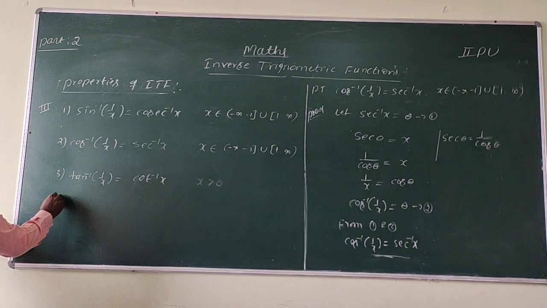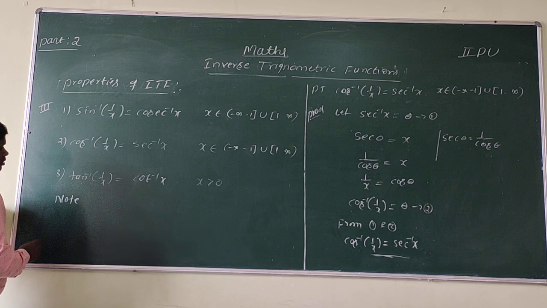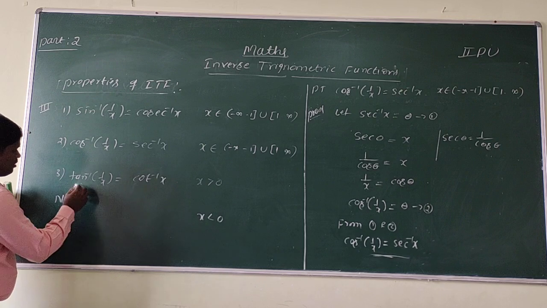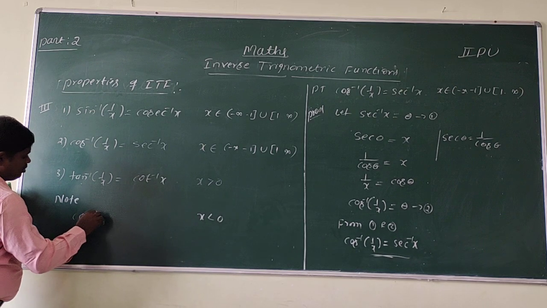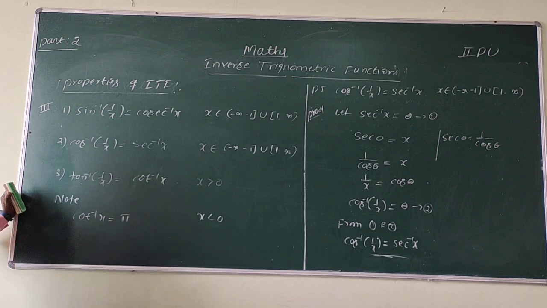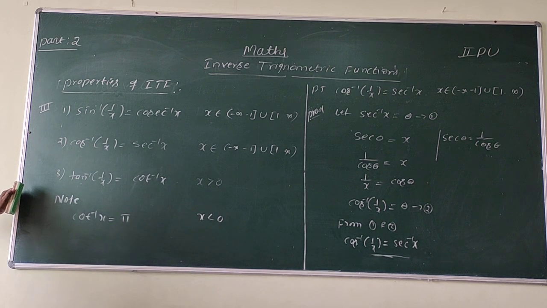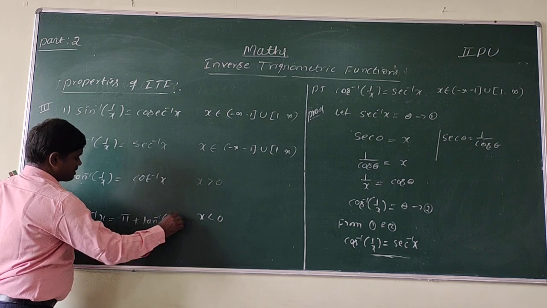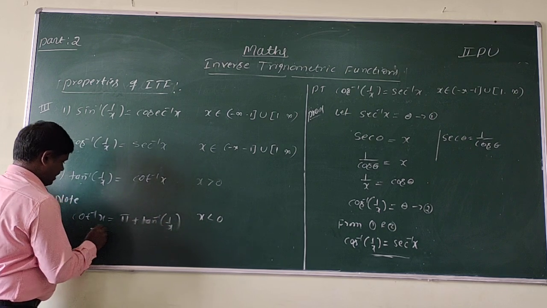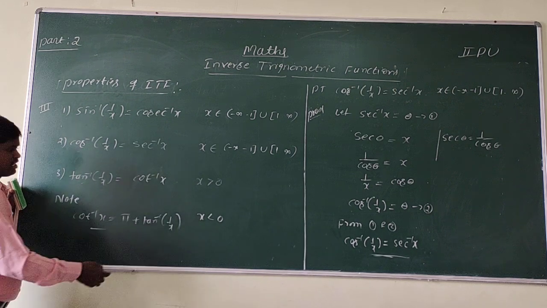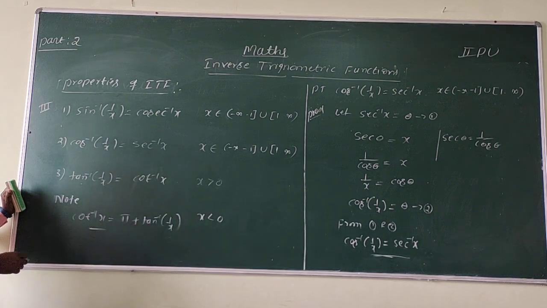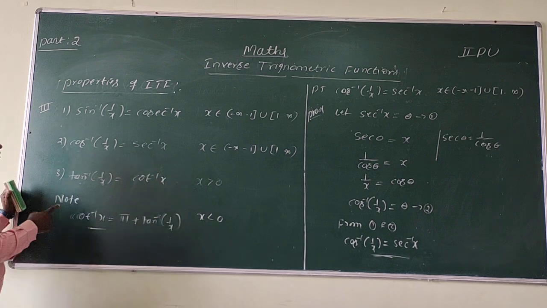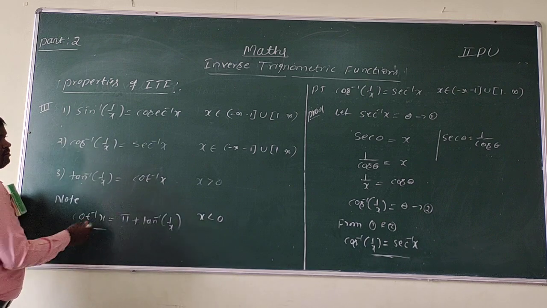So note here, take as a note. If x is less than 0, then cot inverse of x is equal to pi plus tan inverse of 1/x. Okay, take it as a note. If the value of x is less than 0, then cot inverse of x can be written as pi plus tan inverse of 1/x. If x is greater than 0, then tan inverse of 1/x is equal to cot inverse of x. Okay.